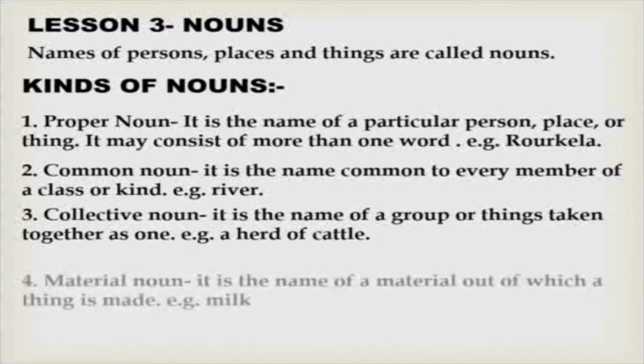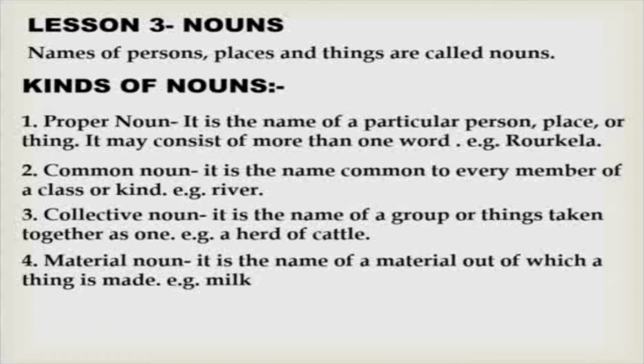Then comes material noun. What is it? It is the name of a material out of which a thing is made. That means we can make something out of that. So that becomes a material. Example, milk.